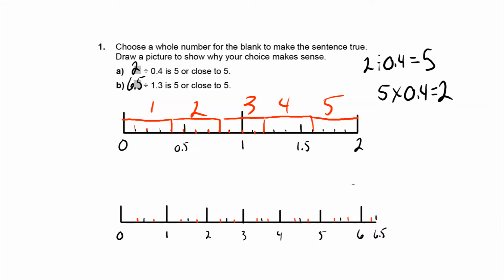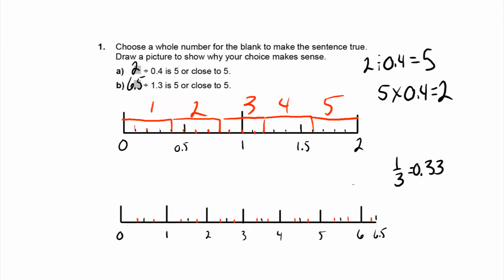In the second part, part B, 6.5 divided by 1.3 is 5 or close to 5. Again, I've drawn out a number line that goes from 0 to 6.5. Then in red, I marked out the increments that are 0.3. Technically, what I marked out were increments that were 1/3, which is equal to 0.33. So it's very close to 0.3, not exactly, but I figured for the purpose of this, it would be a reasonable place to start.